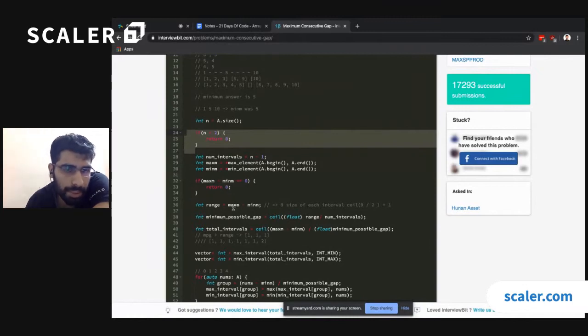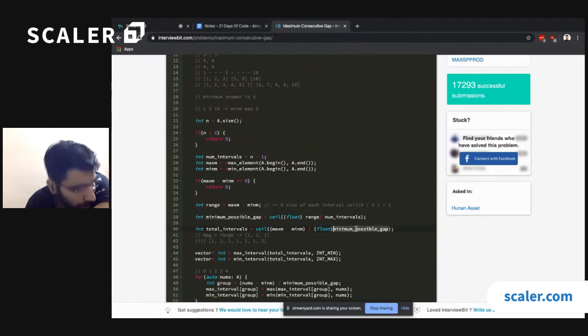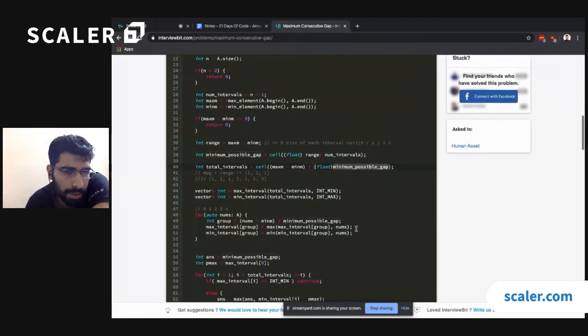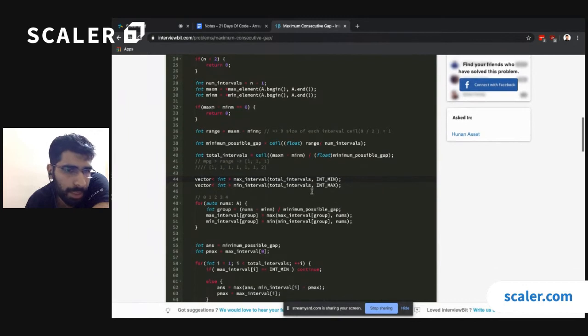Okay, range is equal to maximum minus minimum, so range by number of intervals should be my answer. I'm also converting them to float, and speed of max. Am I doing something wrong here? Speed of max, this seems to be fine. Okay, so there should actually be one number more here, right? Or will it not be?